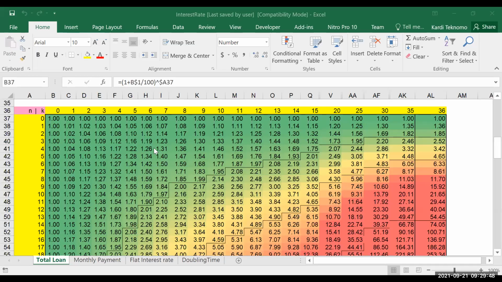You can compute that easily. Okay. So 1 plus K over 100, right? And then exponent of the n. And then you just copy all. And then you do a conditional formatting.